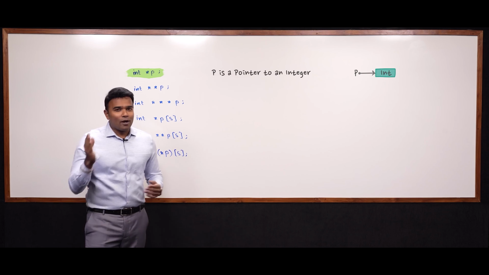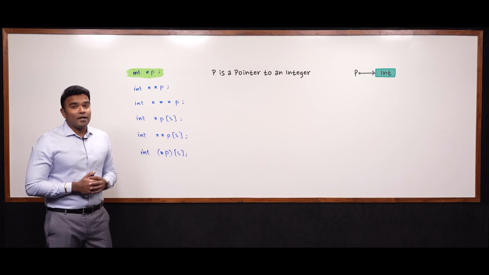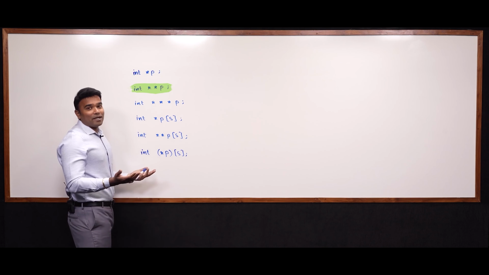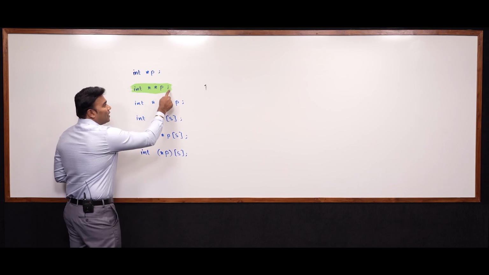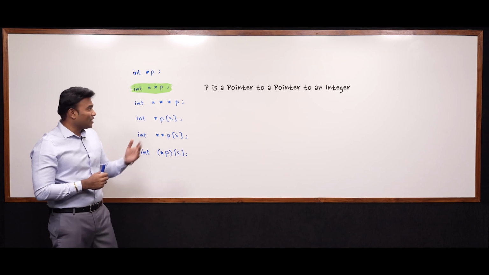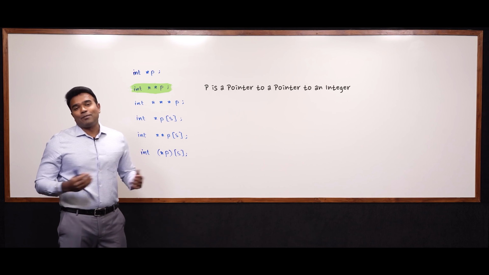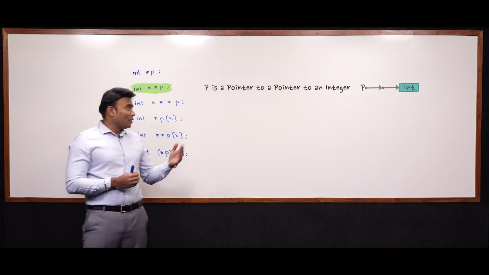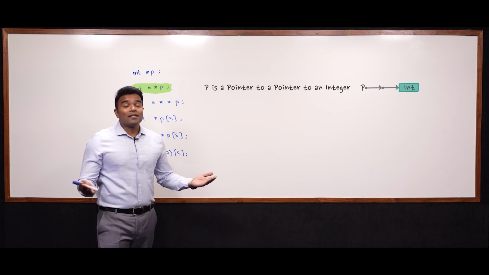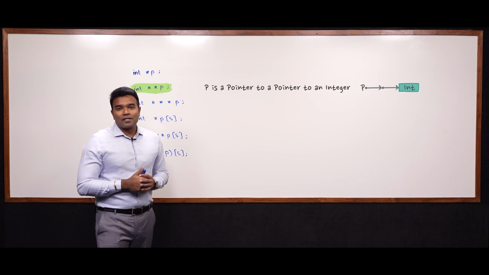So, I'm sure now you have understood the technique of reading it. Going by the same rules, if you have to read this, how are you going to read it? Pretty simple, right? p is a pointer to an integer, and that is what is being shown there. And obviously, the pictorial representation is going to look like that. So, I'm sure now you are getting the taste of reading the declaration statements.